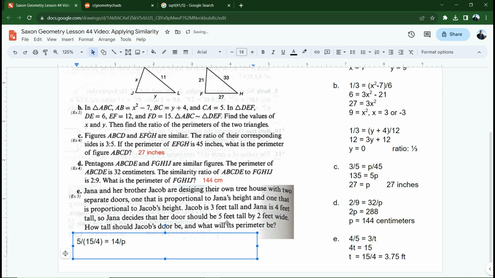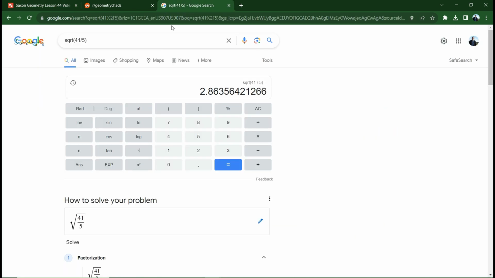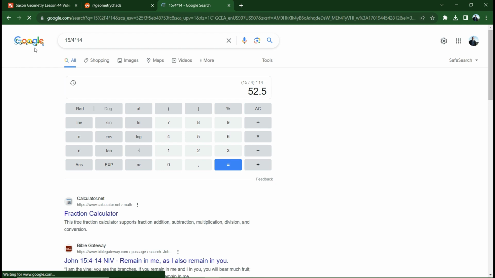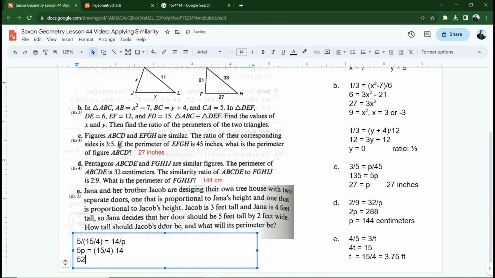Okay, so how am I going to figure this out? It's going to be 5p equals 15 over 4 times 14. All right, that's how I would do this one. And then let's simplify 15 over 4 times 14. I'm just going to plug that into a calculator. 15 over 4 times 14 is 52.5. So this is 5p equals 52.5.